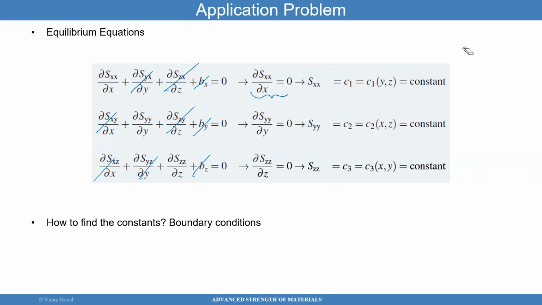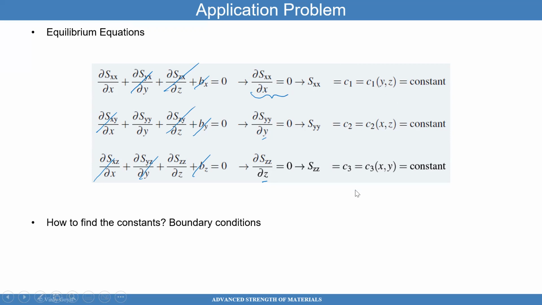And notice here that these constants depend on y and z for this one, depend on x and z for this one, and depend on x and y on this one, because I integrated about the z. Therefore the constant can depend on x and y. And for the integral with respect to y, the constant can be a function of x and z, which makes total sense, and so forth.